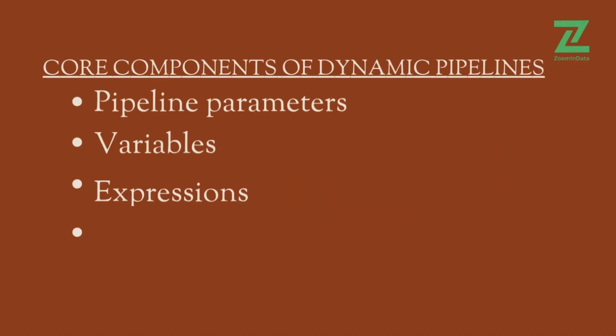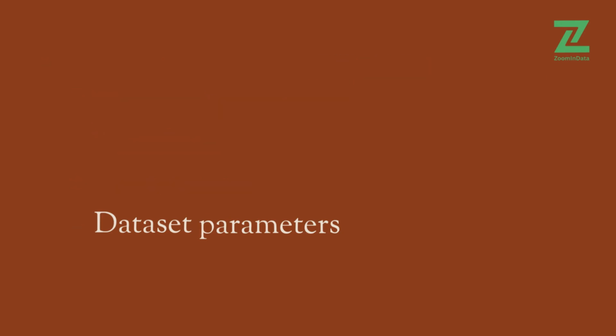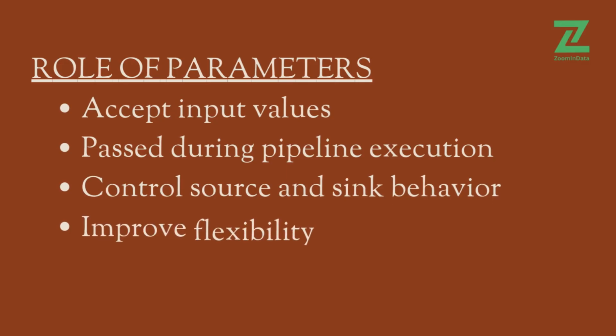The core components of dynamic pipelines include pipeline parameters, variables, dynamic expressions, and dataset parameters. All these elements work together to enable runtime flexibility. Parameters accept input values when the pipeline starts. These values are passed during execution. They control source and sink behavior dynamically and significantly improve flexibility.